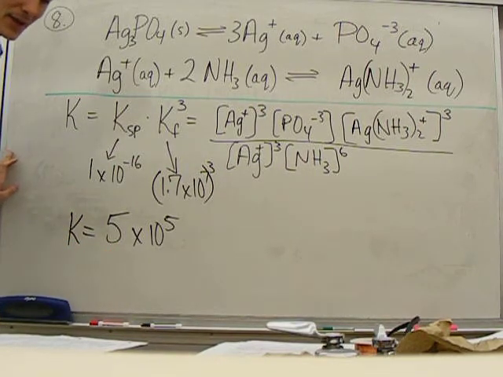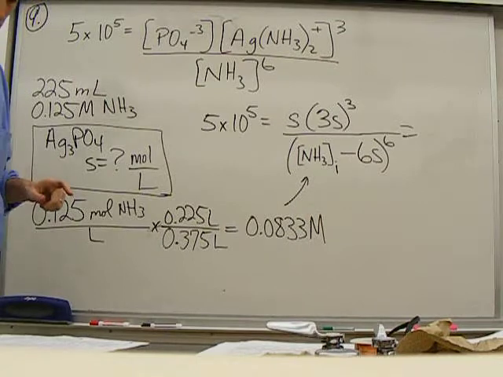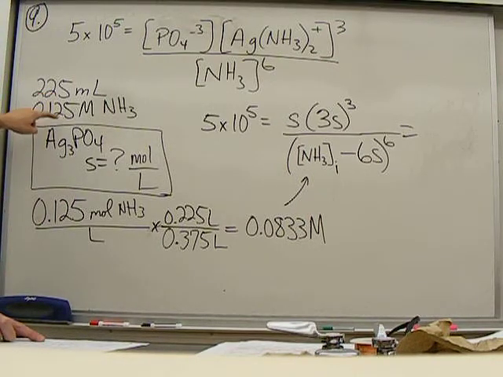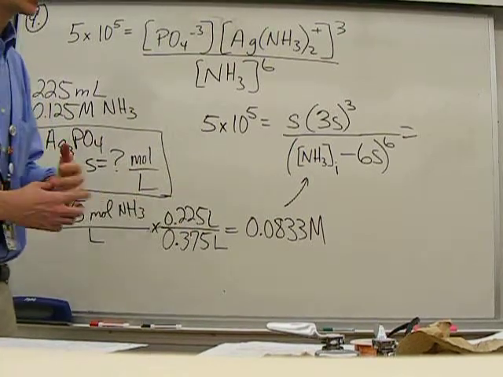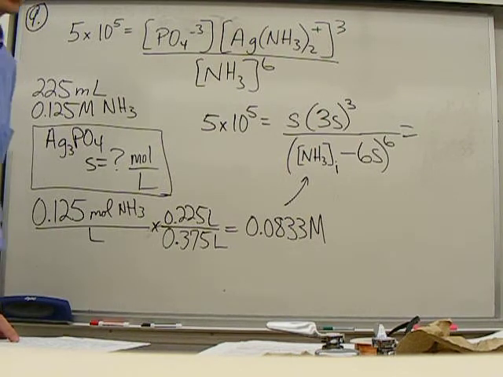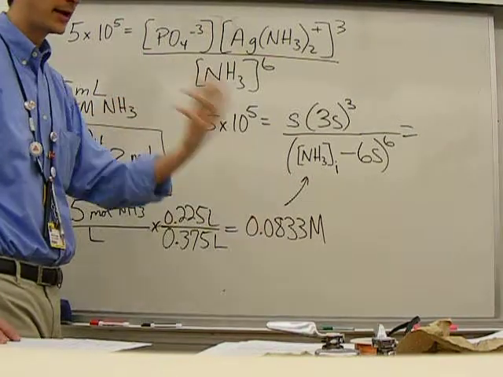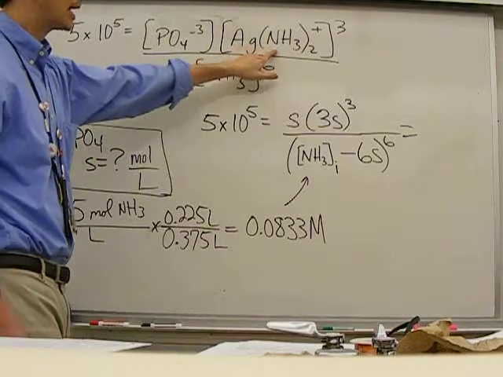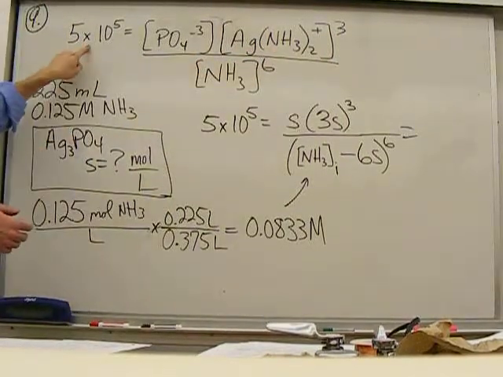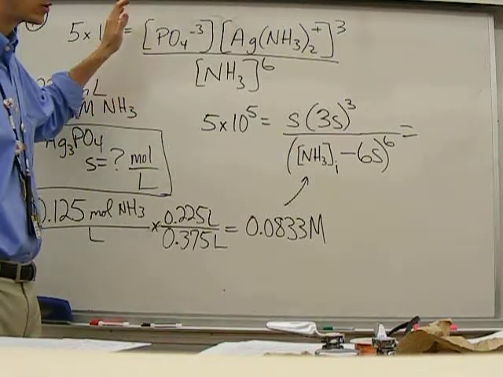All right, now we're getting into question number 9. We have, if 225 milliliters of 0.125 molar NH3 are mixed in with 150 milliliters of this other solution, how much silver phosphate is going to dissolve? So we're going to use this expression. This is the equilibrium that will be established after we put the ammonia in, and this complex is formed. So we have this value. I showed you how we calculated that. And this is our expression after the silver ions are omitted.